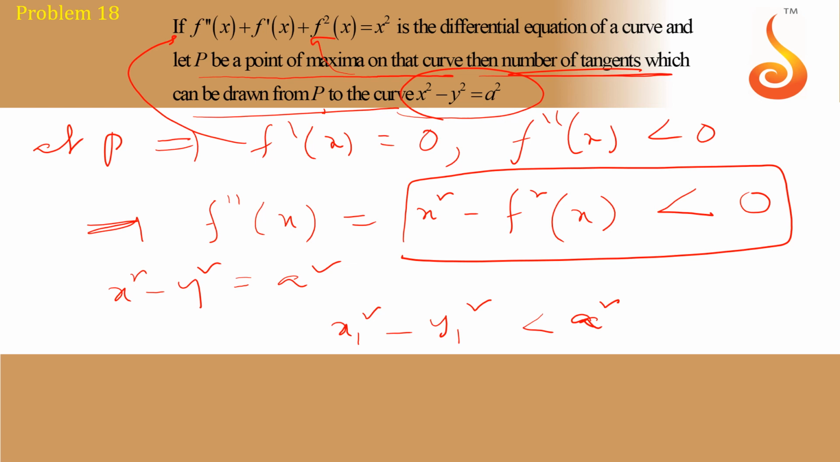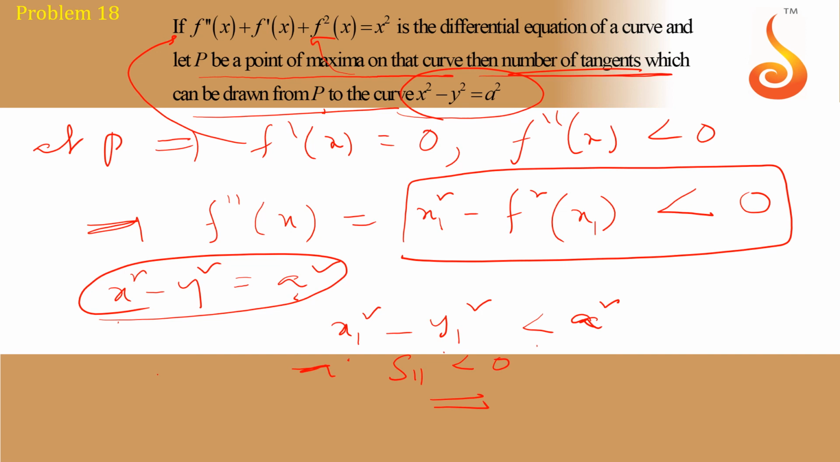If you assume P as some x1, y1 point, then you got here x1 square minus f square of x1 should be less than 0, and the hyperbola is this. Then for the point P, x square minus y square is a square, so your x1 square minus y1 square must be less than a square, which says that S11 will be less than 0 for that point P. With respect to the hyperbola x square minus y square equal to a square, power is negative. S11 is negative.